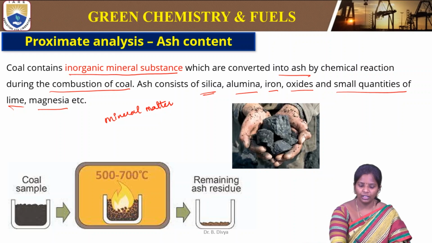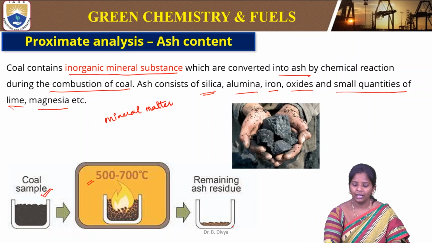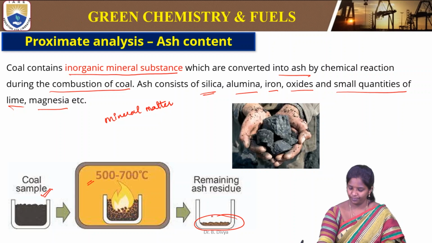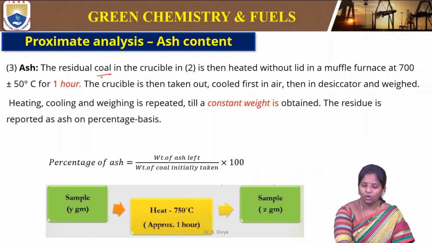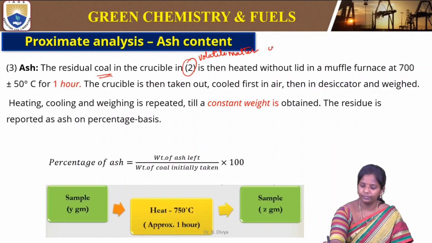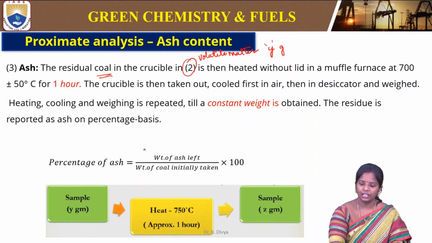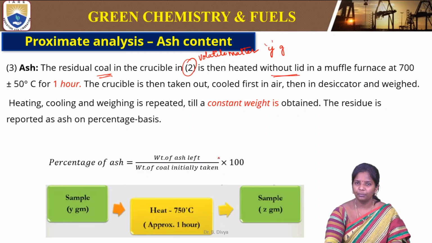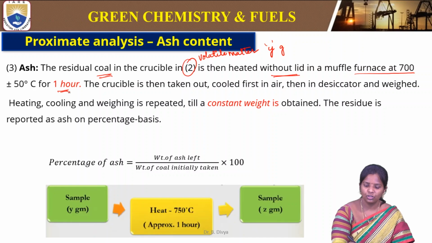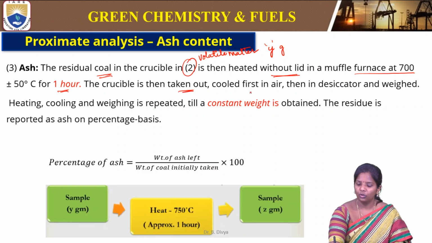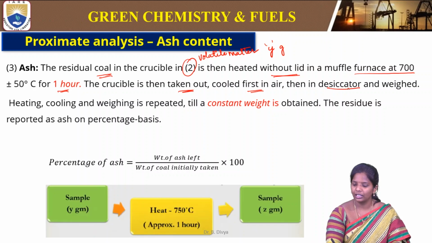What happens? We are taking a coal sample and heating it at 500 to 700 degrees centigrade, where it forms ash. So the residual coal in the crucible, in the second step after volatile matter, is left over, that is Y grams. That is then heated without lid, in the presence of air in a muffle furnace at 700 degrees centigrade for 1 hour. The crucible is then taken out, cooled first in air, then transferred to a desiccator and weighed.